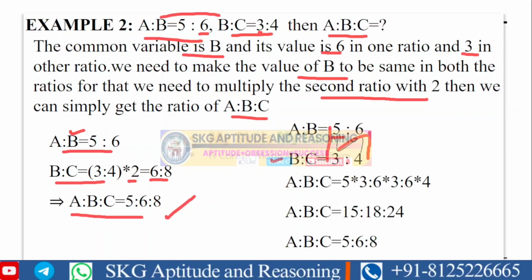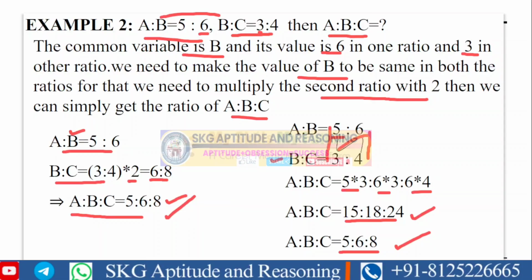So you can see here, 5 into 3 is 15, 6 into 3 is 18, and 6 into 4 is 24. After doing that, it will become 15 is to 18 is to 24. Again, a common number was present here. What is that common number? 3 was the common number. If I eliminate it, the ratio becomes 5 is to 6 is to 8. Whatever answer I got in the first method, I am also getting in the second method. There is also a third method, which I will explain while solving the problems.